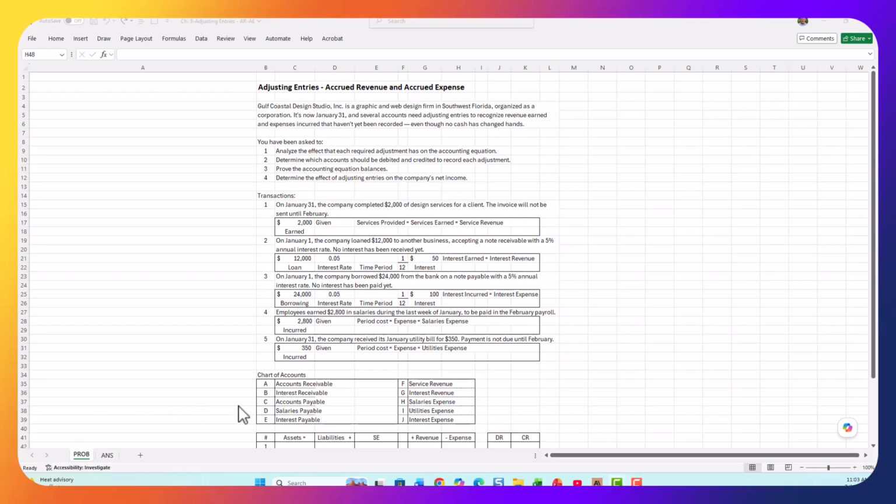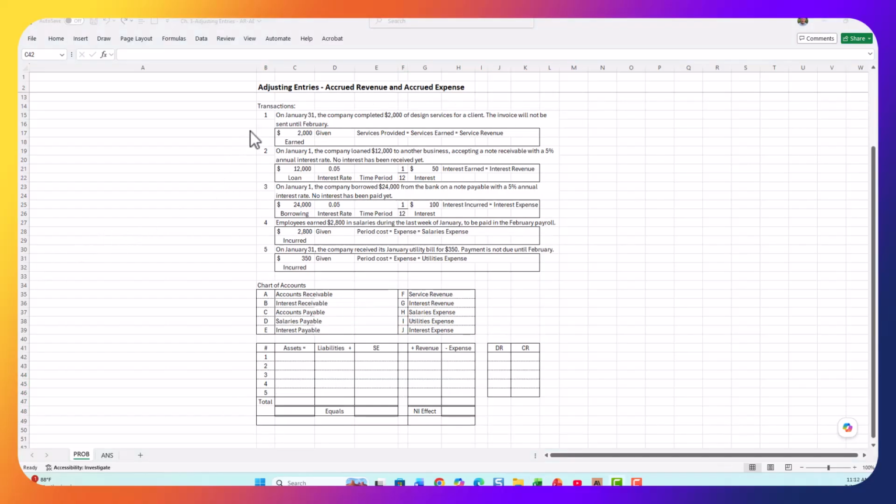Our chart of accounts includes accounts receivable through interest expense, or letters A through J. Notice that there is no cash account involved in adjusting entries. Adjusting entries are internal transactions and never involve cash. Keep this chart visible. We'll use these letters instead of writing full account names as we cover each transaction.